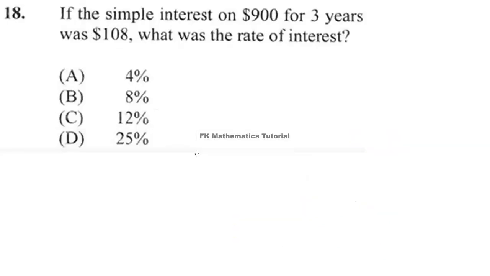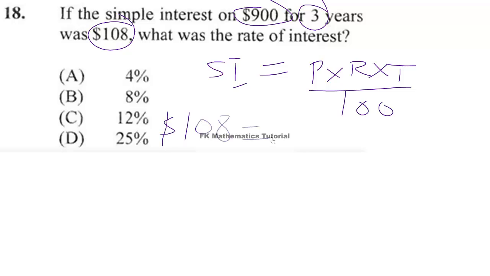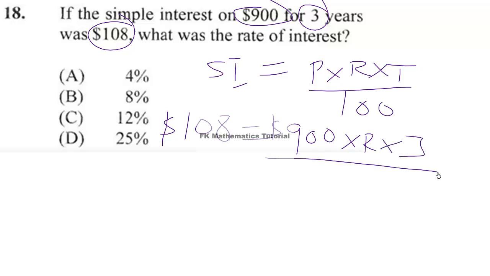If the simple interest on $900 for 3 years was $108, what was the rate of interest? So we know simple interest is equal to principal times rate times time. Now, what were we given? We're given the principal to be $900. The time is 3 years. And we're also given the simple interest to be $108. So let's do the substitution. $108 is equal to principal, which is $900, times the rate that we don't know yet. Then we know the time is 3 years.